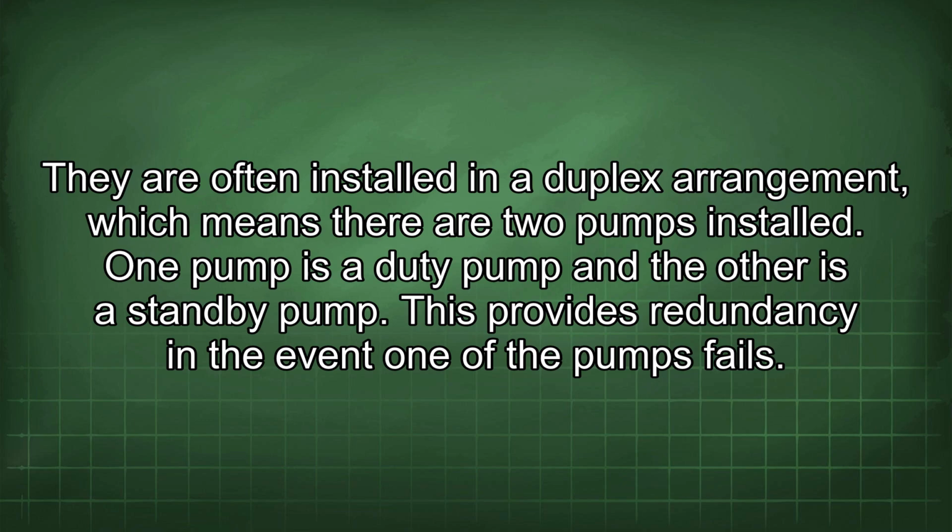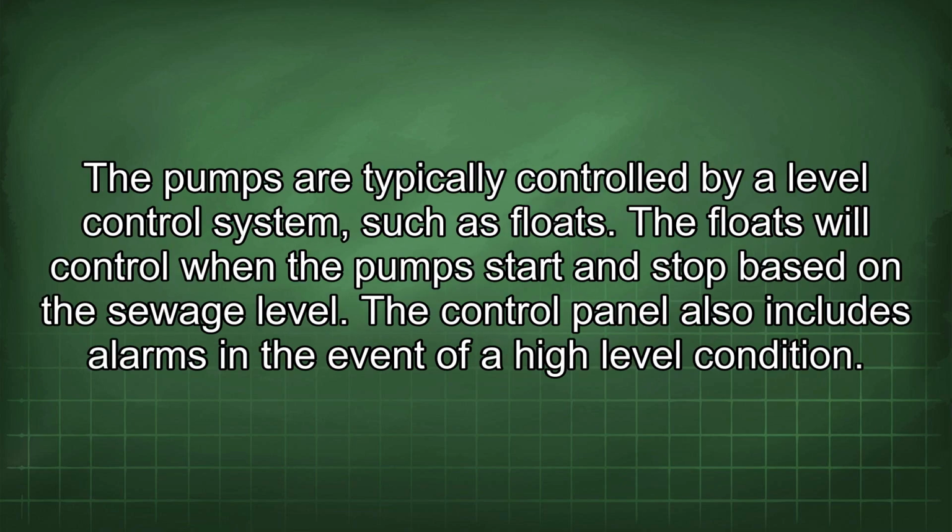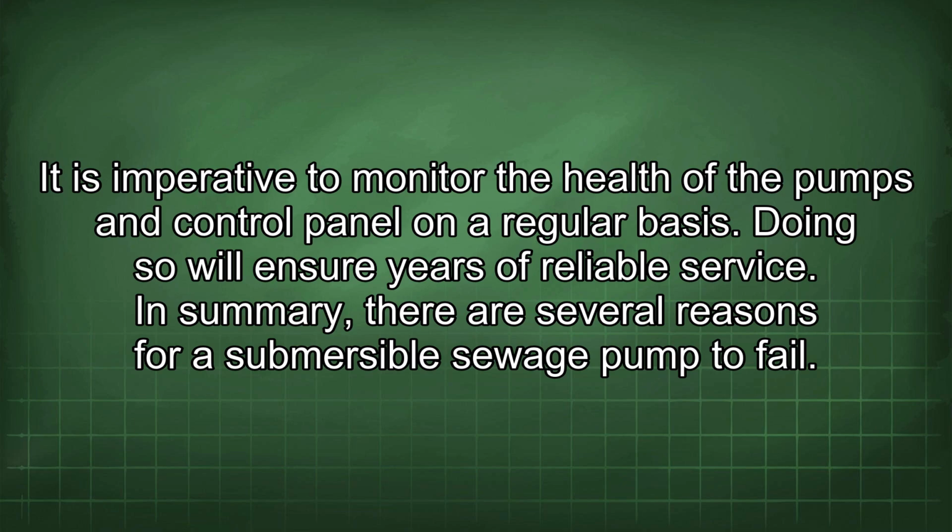This provides redundancy in the event one of the pumps fails. The pumps are typically controlled by a level control system, such as floats. The floats will control when the pumps start and stop based on the sewage level. The control panel also includes alarms in the event of a high-level condition. It is imperative to monitor the health of the pumps and control panel on a regular basis. Doing so will ensure years of reliable service.